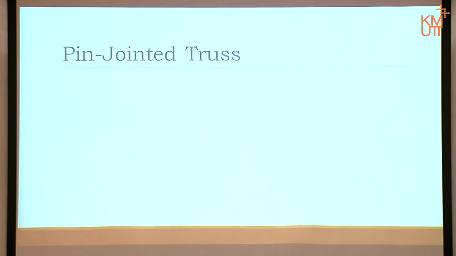Let's go through it first, because these are a special kind of structure. It's not like the normal beams or the normal frames that we look at. First we'll talk about the types, the examples of it: what kind of structure we call a pin jointed truss.